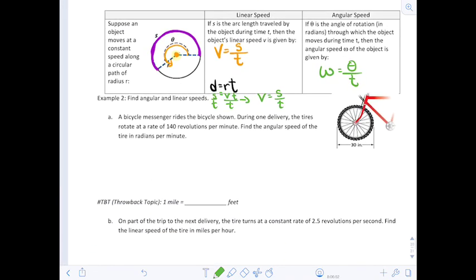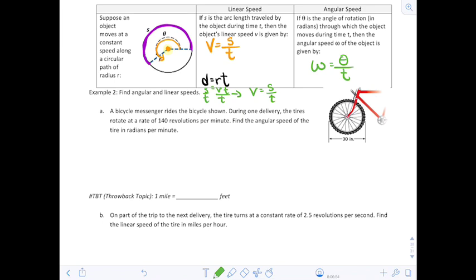So let's take a look at A. A and B both relate to the bicycle at the right and the tire, which is 30 inches in diameter. So A says, a bicycle messenger rides the bicycle shown. During one delivery, the tires rotate at a rate of 140 revolutions every minute. We want the angular speed of the tire in radians per minute.